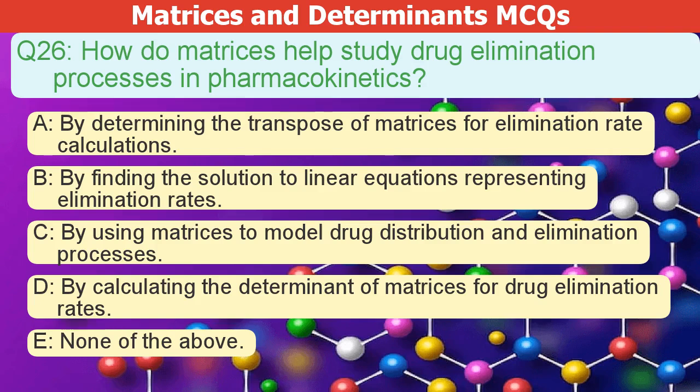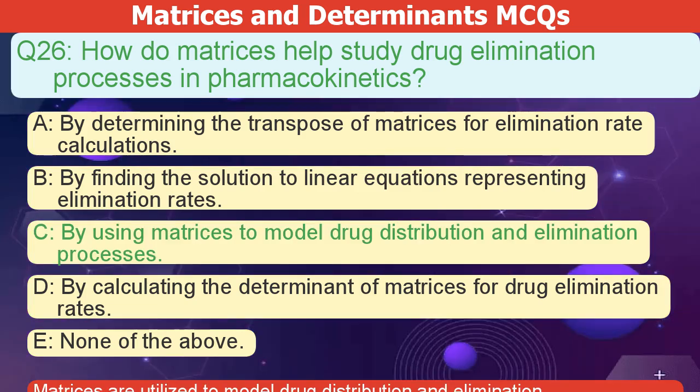How do matrices help study drug elimination processes in pharmacokinetics? A. By determining the transpose of matrices for elimination rate calculations. B. By finding the solution to linear equations representing elimination rates. C. By using matrices to model drug distribution and elimination processes. D. By calculating the determinant of matrices for drug elimination rates. E. None of the above.